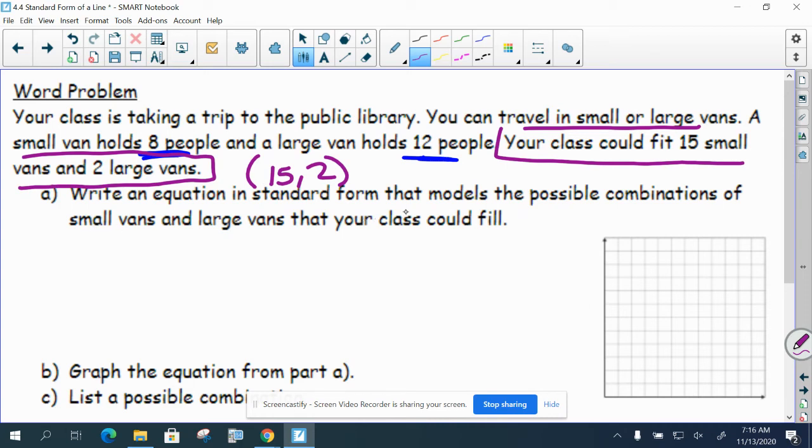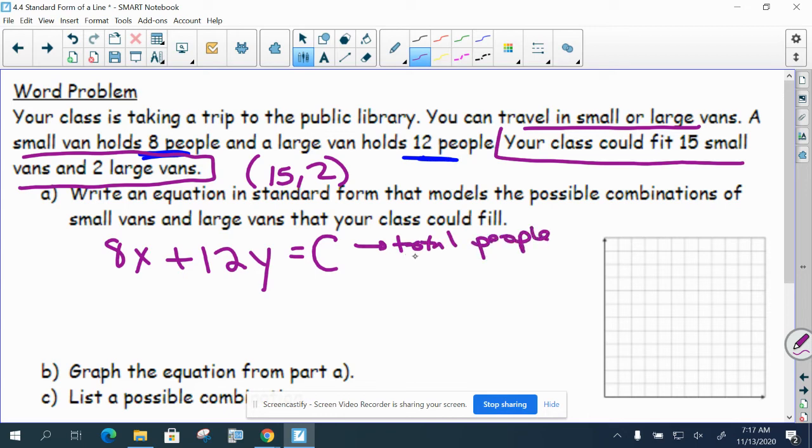Write an equation in standard form that models the possible combinations of small vans and large vans that your class could fill. All right, so here we know that we can hold 8 people per small van, so we'll do 8x, and then 12 people per large van, so 12y equals, now we don't know the total amount of people, which would represent C. So that is total people. So in order to figure out the total amount of people, we can plug in our point 15, 2 in for x and y and solve for C.